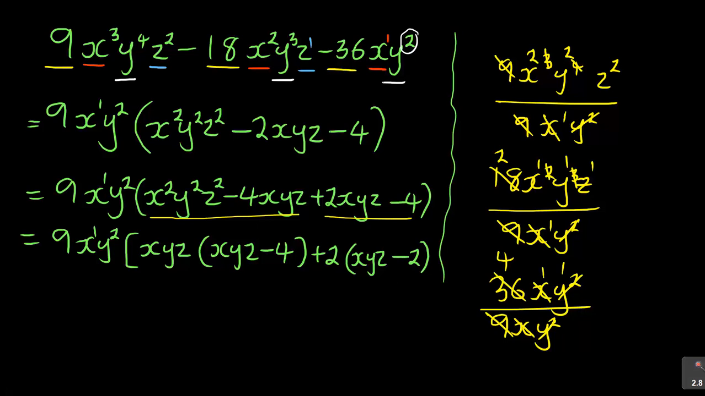Now look at the brackets, xyz minus 4, I got xyz minus 4, and here it's xyz minus 2, in which I was expecting to become xyz minus 4. Let me just check again that and that. Let me check again, minus 2.